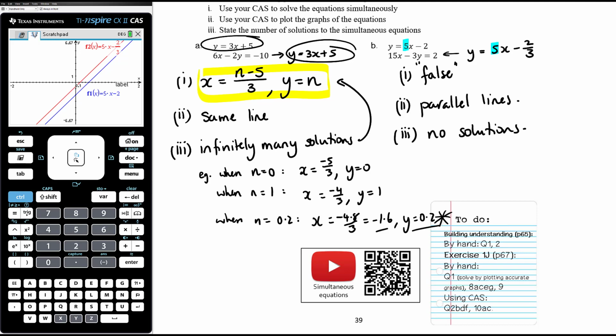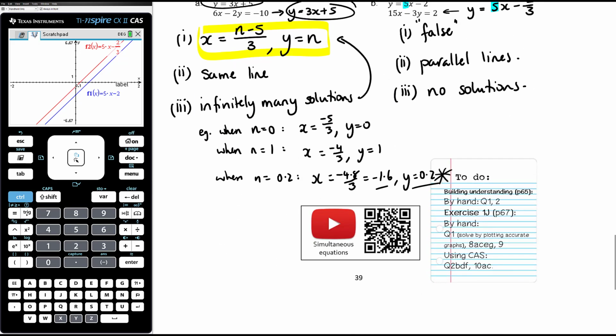And then I want you to, so here you can see, you're doing a couple of different things. The building understanding exercise on page 65, I want you to do questions 1 and 2, and I want you to do those by hand, okay, by sketching the graphs. In exercise 1J on page 67, I want you to do question 1 by hand and solve by plotting accurate graphs, okay? Then I want you to do questions 8 and 9, ACEG in question 8 and question 9, and then I want you to use CAS for these last questions down here. So only using your CAS down here, by hand for these things here, okay? Alright, so plenty of work to be doing.